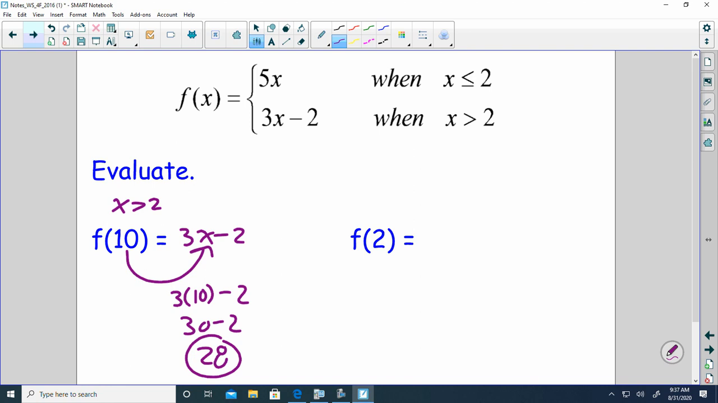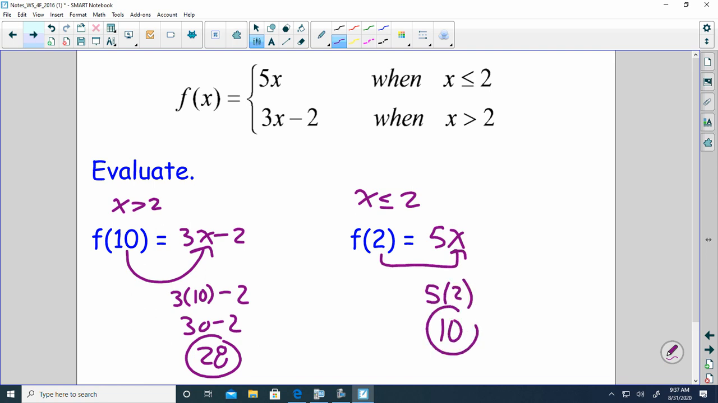F at 2, that falls into this category because we have the equal sign. So that normally was 5x, but I'm going to plug the 2 in there. So I'm going to get 10. There's my answers.